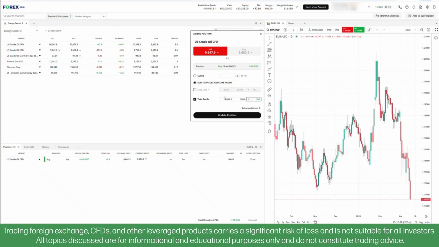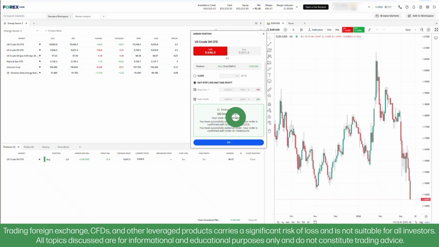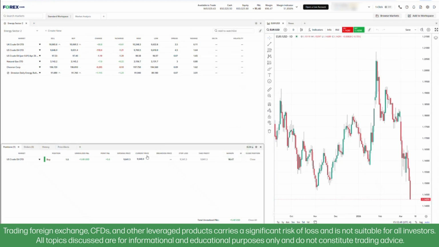I'm also going to go ahead and place a stop loss. I'm only willing to risk $100 on this trade, and it will give me the corresponding level. I'm going to go ahead and click on update position. You get confirmation of the orders being placed. Click on OK. And within your position tab, you should see values that populate under the stop loss and take profit column.